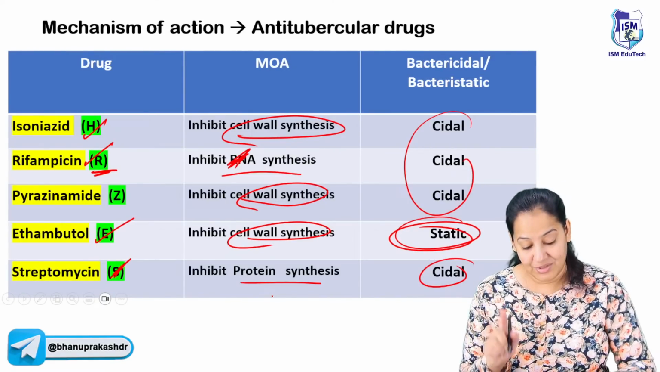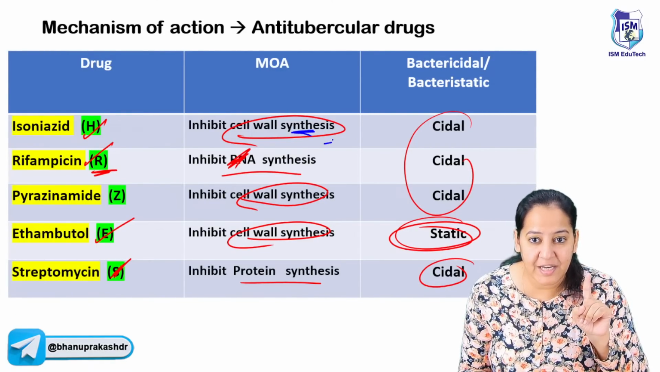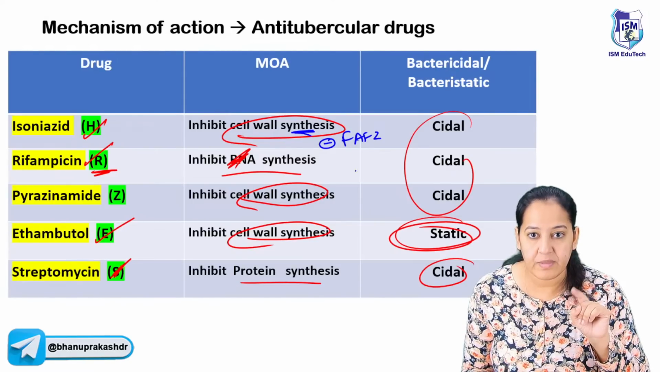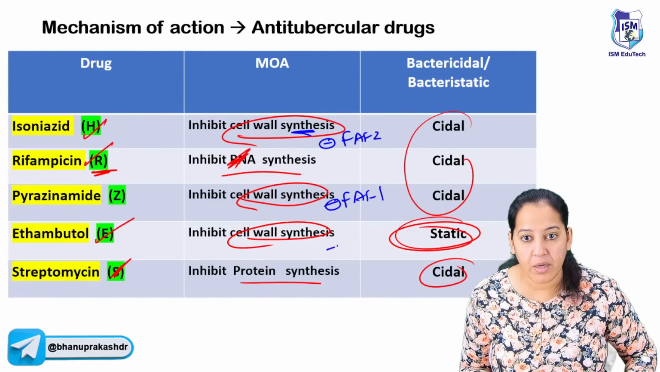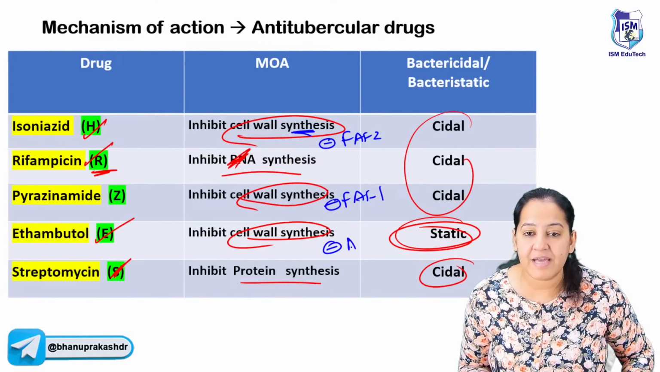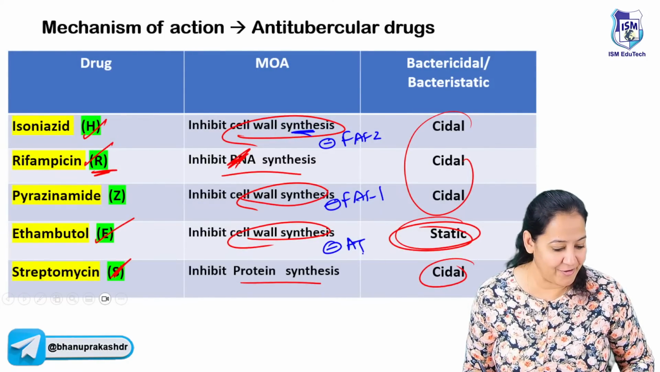So these 3 are inhibiting the cell wall, but the enzyme is different. H is inhibiting FAS2, Z is inhibiting FAS1, and ethambutol is inhibiting arabinosyl transferase. How many of you got it? Can we go ahead?